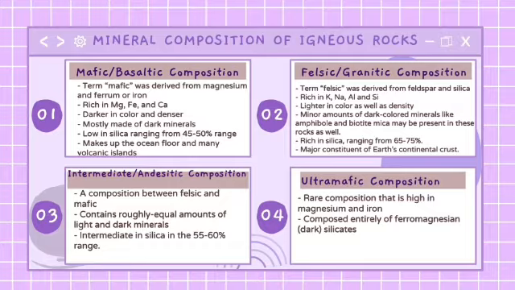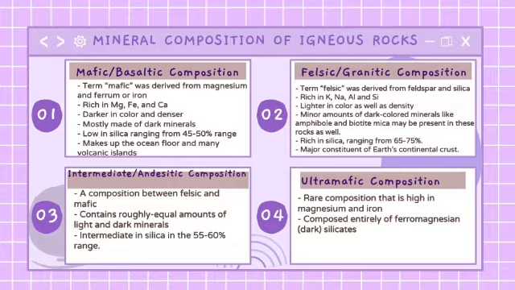The second one is the felsic or granitic composition. The term felsic was derived from feldspar and silica. Fel from feldspar and sic from silica. So felsic rocks are richer in potassium, sodium, aluminum, and silicon. And compared to mafic rocks, they are lighter in color as well as density. Minor amounts of dark-colored minerals like amphibole and biotite mica may be present in these rocks as well. Felsic igneous rocks are rich in silica, ranging from 65 to 75%. And felsic rocks are the major constituent of continental crust.